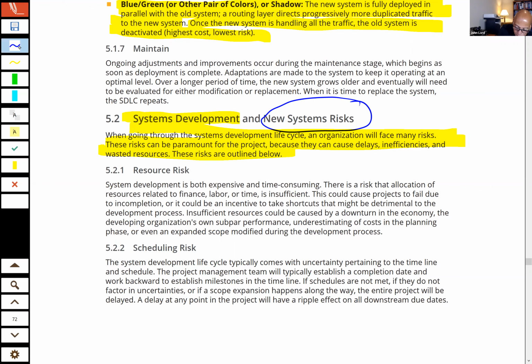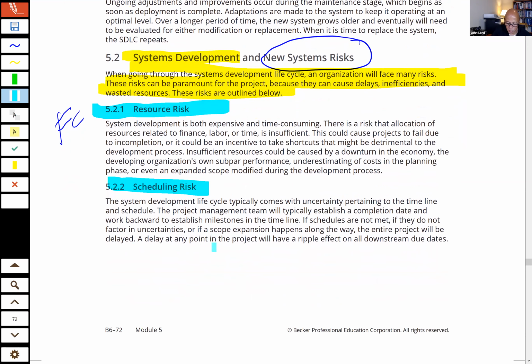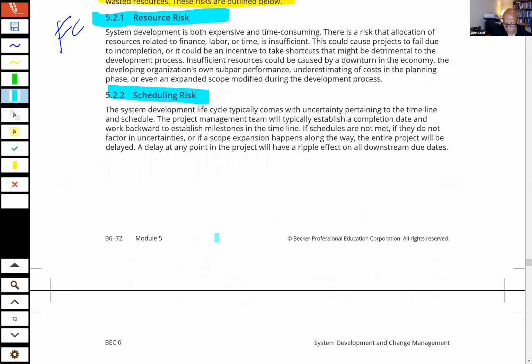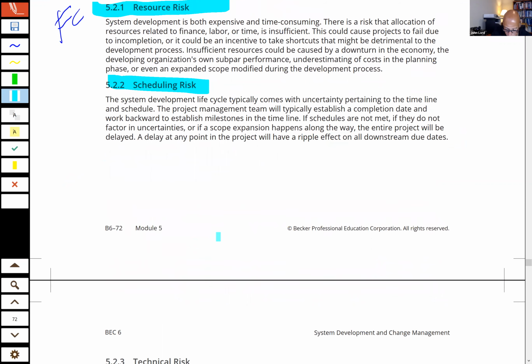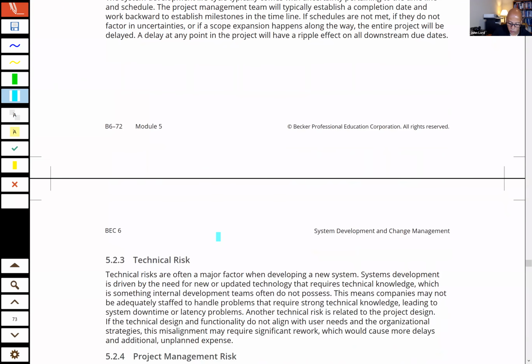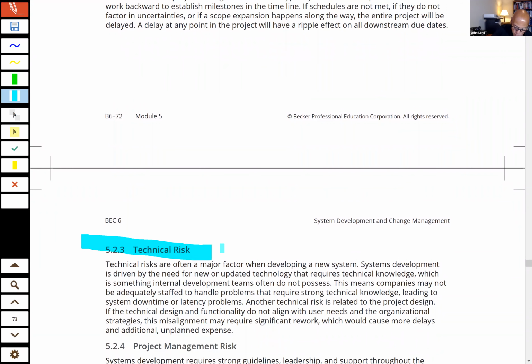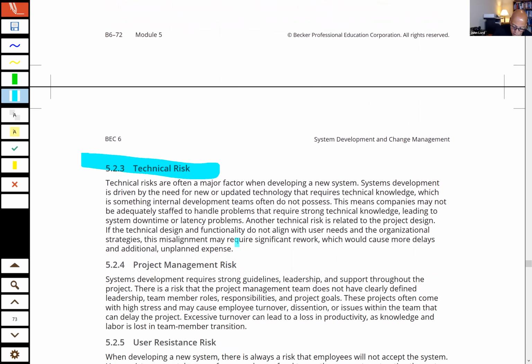And so let's just go ahead and flashcard at a high level. Resource risk, obviously, this can be very costly, right? Scheduling risk: we're going to have something that affects our ability to achieve other goals and objectives of the organization because of the time being taken to undertake the development of this new system. Technical risk, project management risk, user resistance risk.